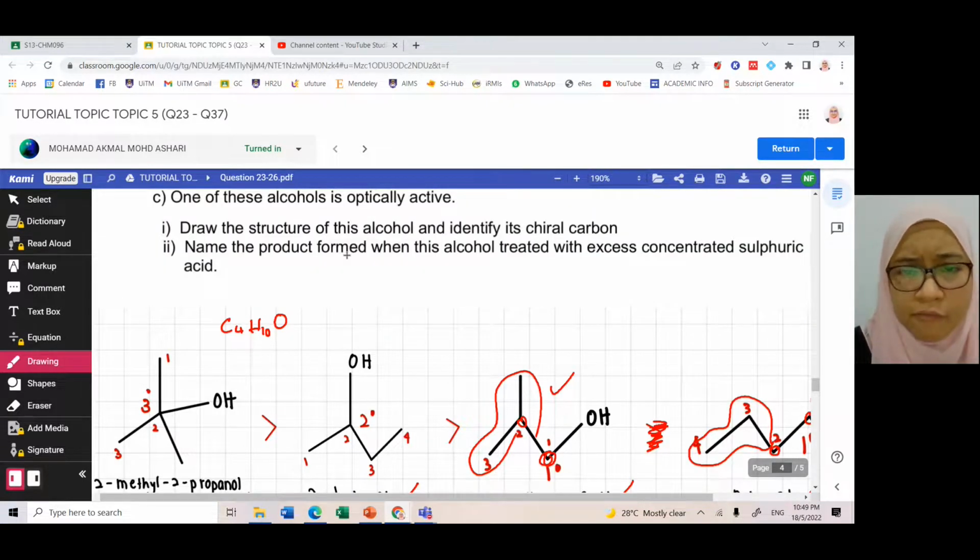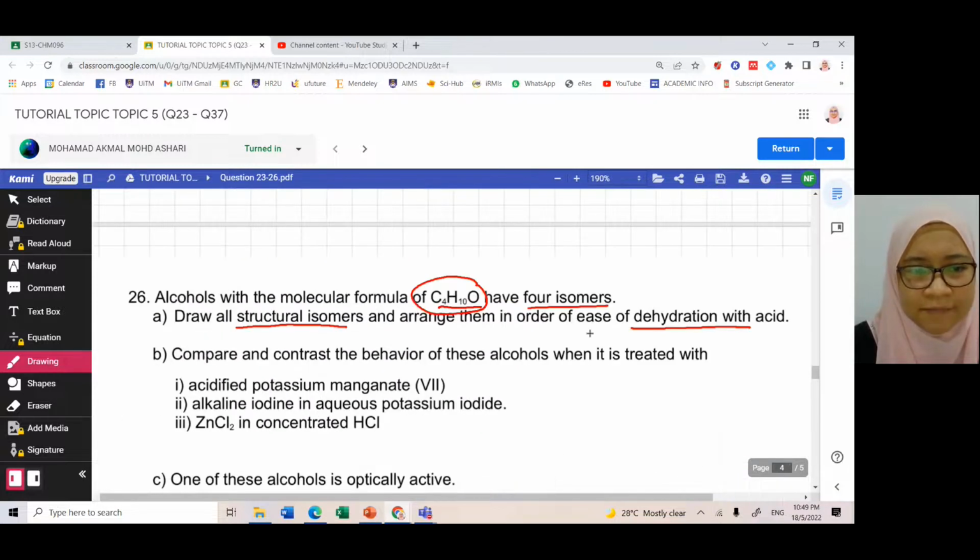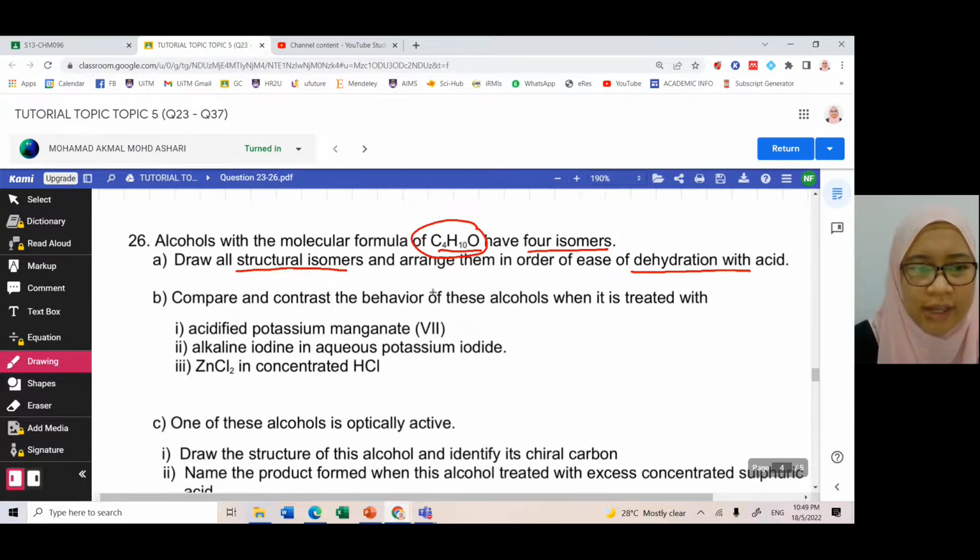Name the product formed when this alcohol is treated with excess concentrated sulfuric acid. This is C. Kita tengah buat apa ni? Kalau kita buat A kan? Kita dah settle for A. Next, let's move on to B. Compare and contrast the behavior of this alcohol when it is treated with acidified potassium manganate.